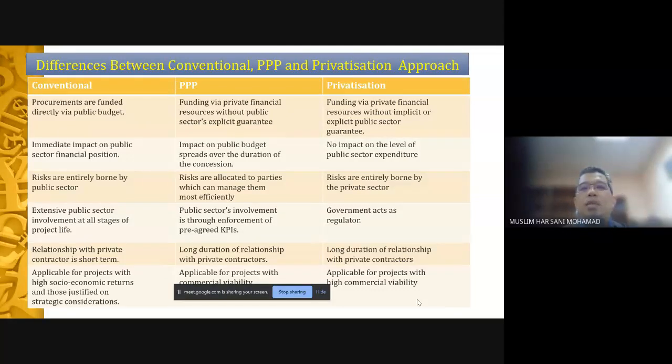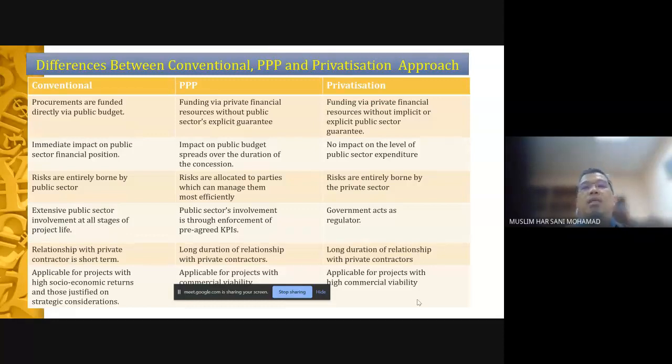Okay, let us quickly look at this comparison. Procurement are funded directly via public budget, through conventional. Under PPP, funding via private financial resources without public sector's explicit guarantee, in the right form, because sometimes, of course, it's still under the private platform, but there is a government guarantee. Funding via private financial resources with an implicit or explicit public sector guarantee. So that is very obvious.